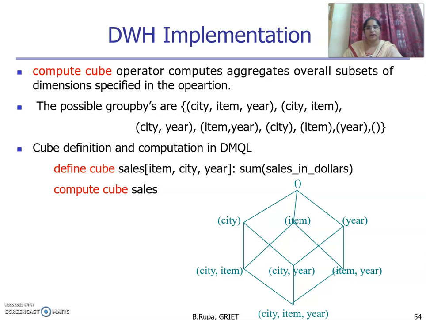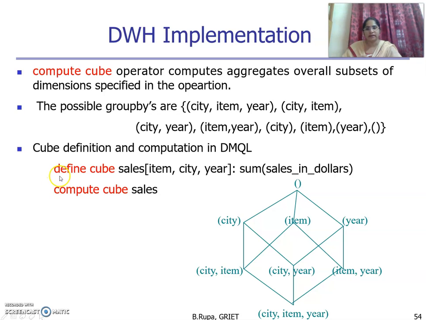The compute cube operator computes aggregates over all subsets of the dimensions specified in the operation. The possible group-bys or cuboids will be 8. City, item, and year indicate the base cuboid. Observe this diagram: it shows the base cuboid, then city-item, city-year, and item-year, and at the one-dimension level we have city, item, and year, and then we have empty, which is the apex cuboid. The lowest level is the base cuboid. Here we have 8 group-bys or 8 cuboids, and we need to define the cube by using the data mining query language.